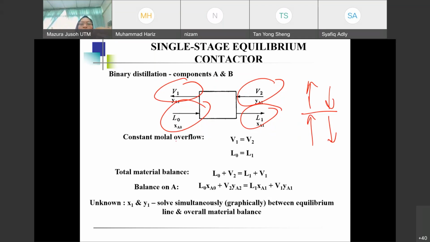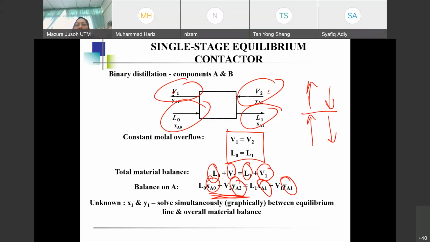We have to assume constant molar overflow, where it says that V1 is equal to V2. There is no loss of V, and there's also no loss of L. So first, as usual, you'll start with a total material balance. Input plus input equals output plus output. Then you do the balance on A by putting in the composition of each flow rate or each stream.